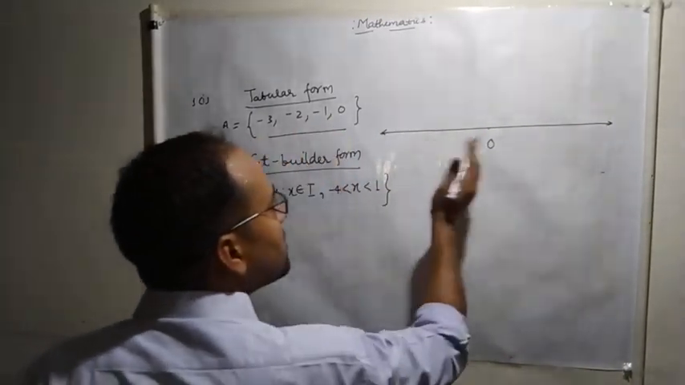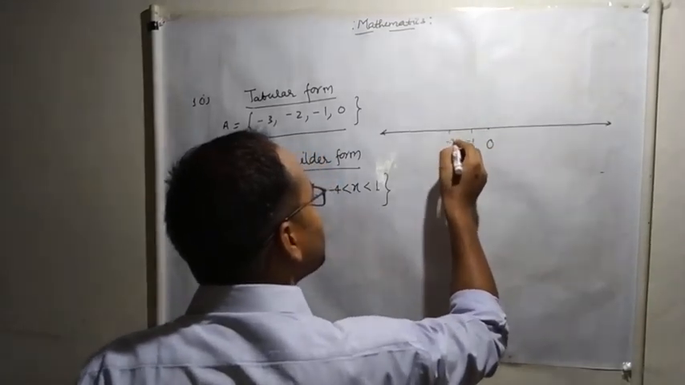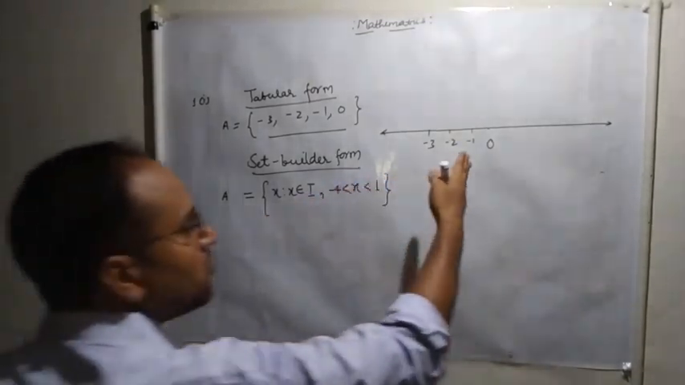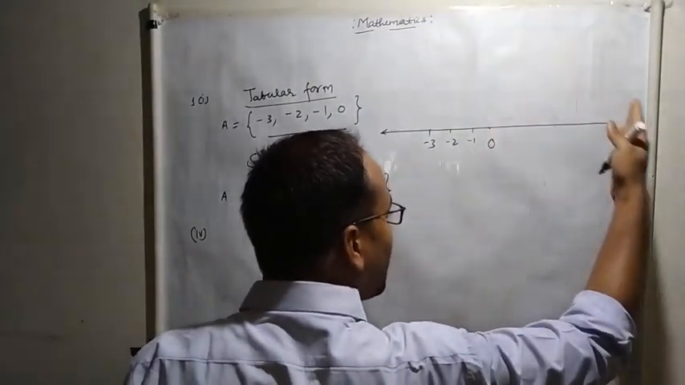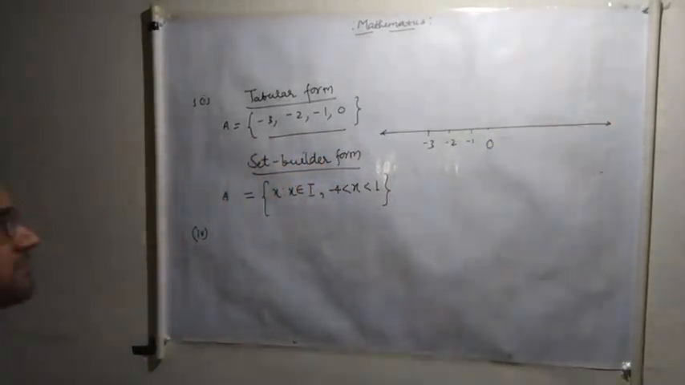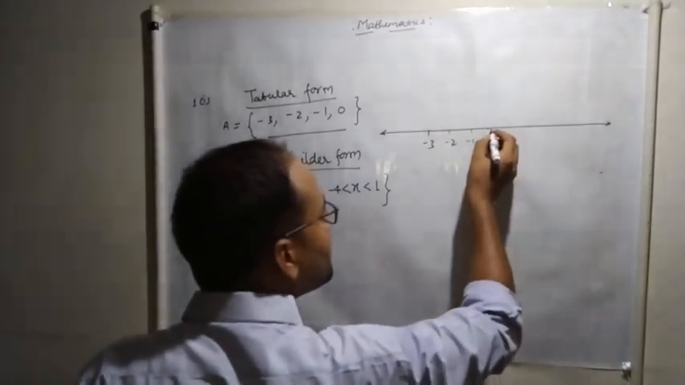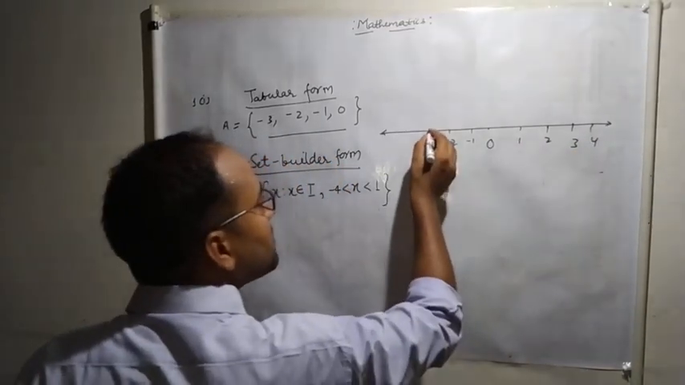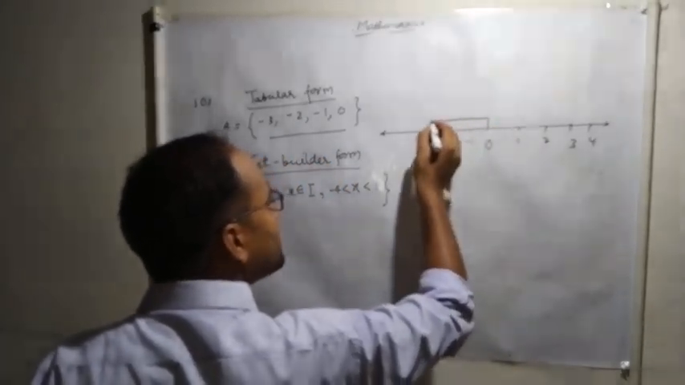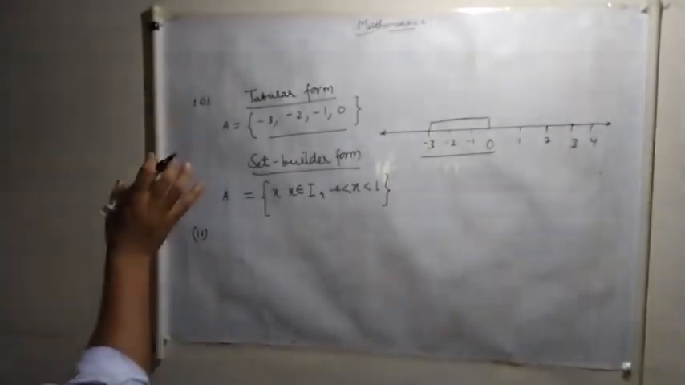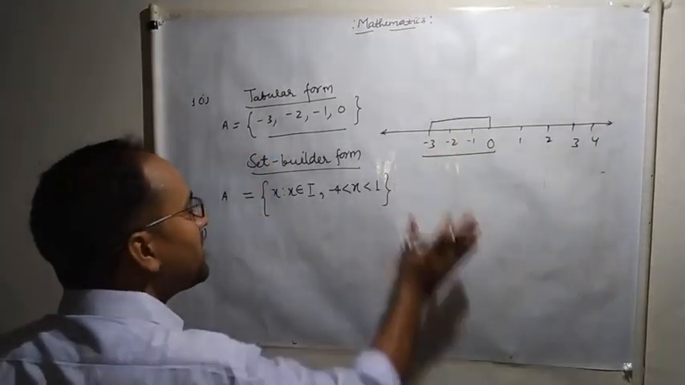So here are the negatives: -1, -2, -3. Only this much is needed. If you want to represent any others, the right side of 0 is positive numbers, but there is no need to represent them here. This is your answer: -3, -2, -1 and 0. This information we have represented on a number line also.